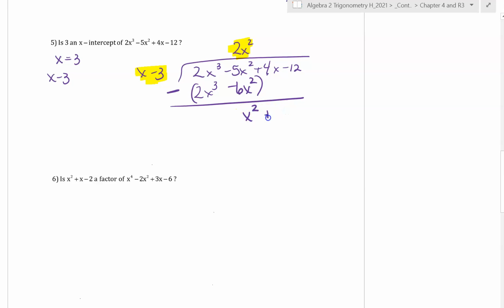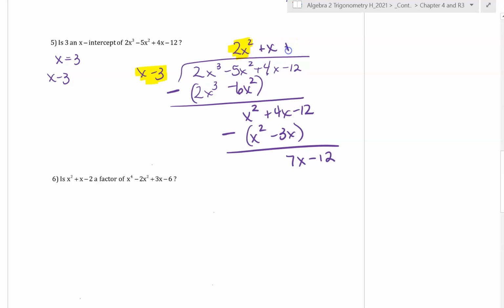And now we bring down the rest of the terms of the dividend, and you have to make a decision. Go ahead and pause the video and decide what would be the next term in your quotient. All right, so we're going to put x as the next term in the quotient, x times each term in the divisor. So that's x squared minus 3x. The parentheses hopefully will help us to remember that we're subtracting the entire expression. X squared minus x squared is 0. 4x plus 3x is 7x. And negative 12 minus 0, we just have the negative 12.